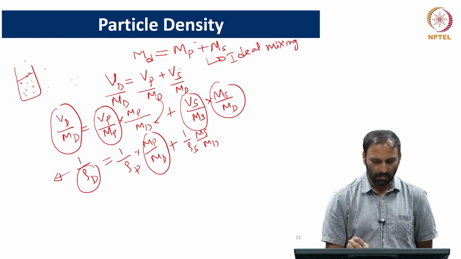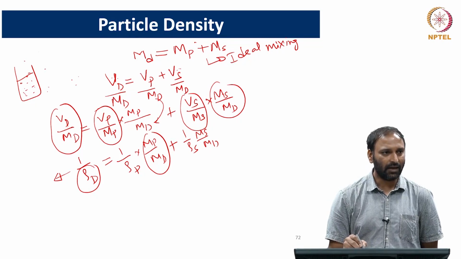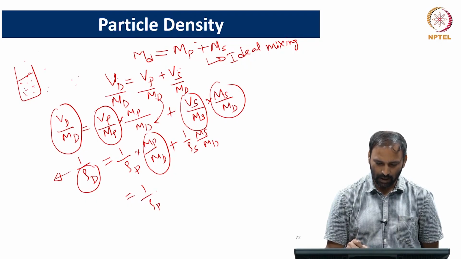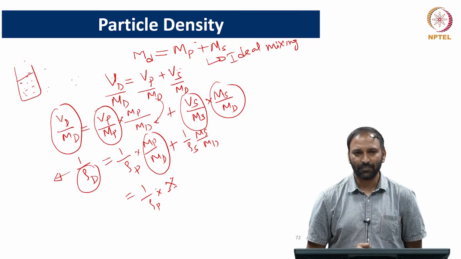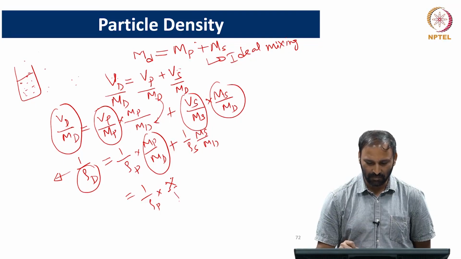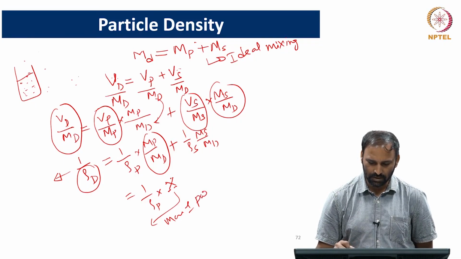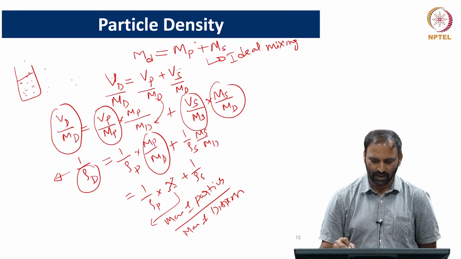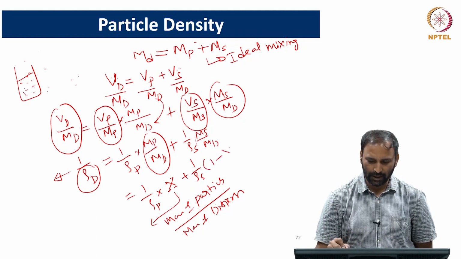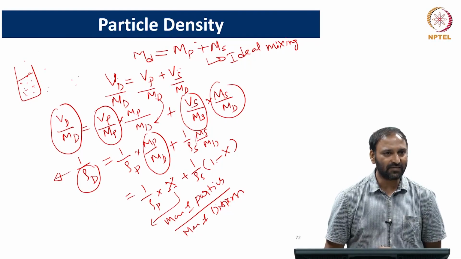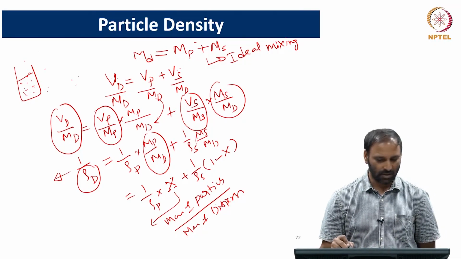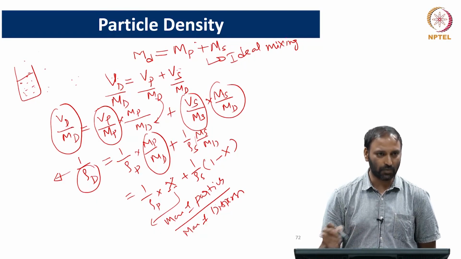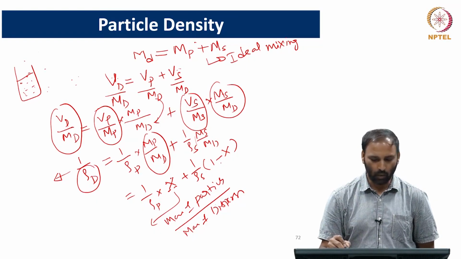This Mp by Md, the mass of the particles in the dispersion divided by Md, the mass of the dispersion, I can write as 1 over rho p multiplied by capital X, where X is the mass fraction of particles you have in the dispersion, that is the mass of particles divided by the mass of the dispersion, plus 1 over rho s into Ms by Md, which is going to be 1 minus capital X, the mass fraction of the solvent in the dispersion, because the total mass fraction is 1.